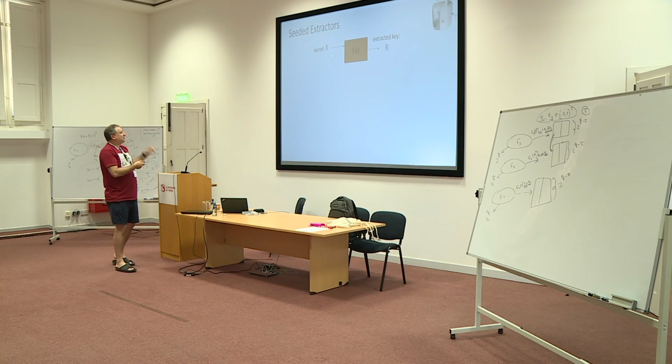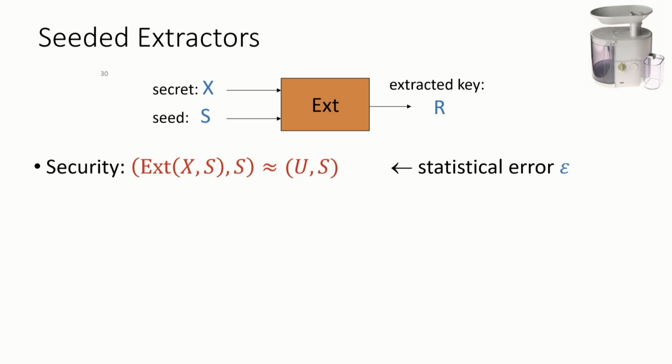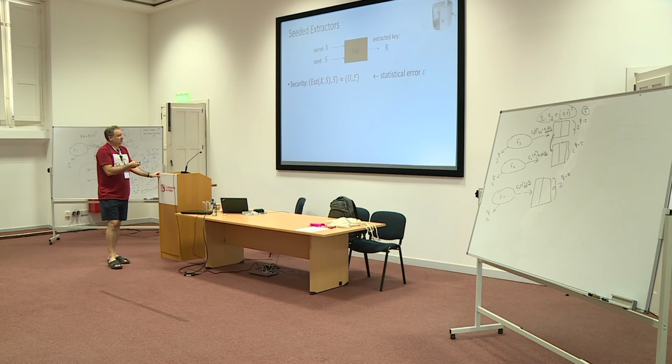A normal extractor just takes a secret X and outputs the extracted key. Sorry, I call it Y, but I'm going to switch it to R, at least temporarily. Sorry about that, I forgot. But here we'll assume that there exists a second input to the extractor, which is a random seed S, which is public. And the security, you're saying, well, if I have a random seed S, what's the point? The point is that the seed S, you should think about it as a public thing.